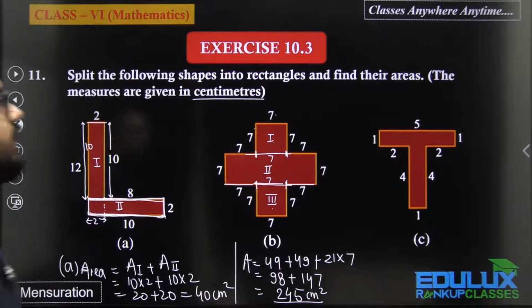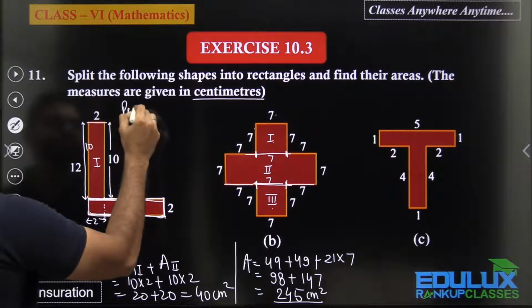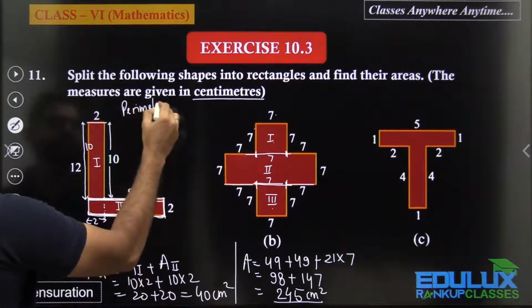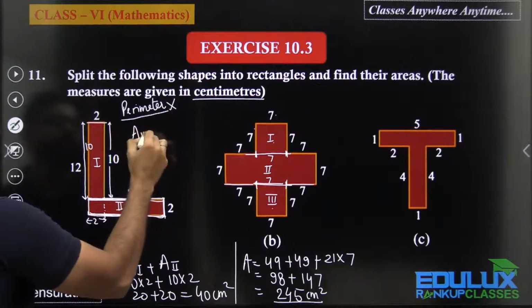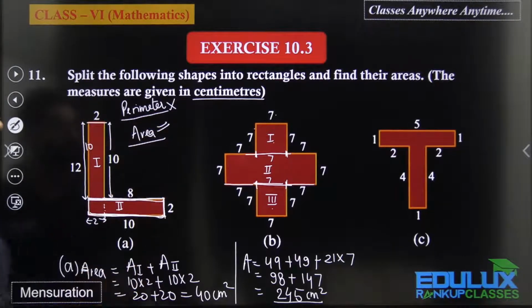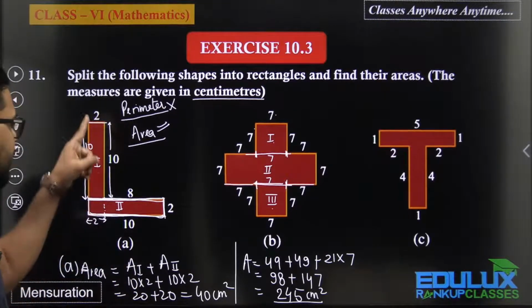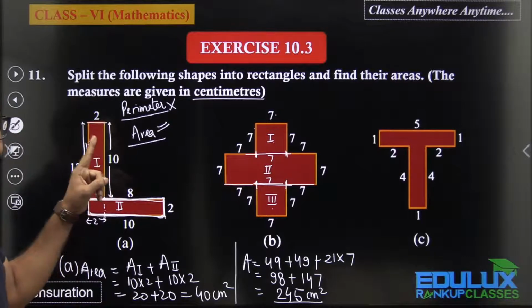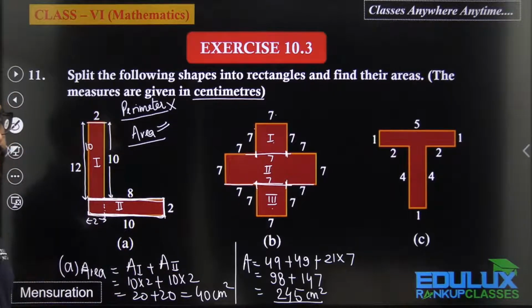Beta, we need to find the areas. I think you guys are finding the perimeters, but we are required to find the area. Area find करना है हमें, perimeter नहीं find करनी है. अगर आप perimeter find करेंगे, then this answer 44 will be correct. ठीक है? Correct answer for this figure is 40 centimeters square. Area is 40 centimeters square.